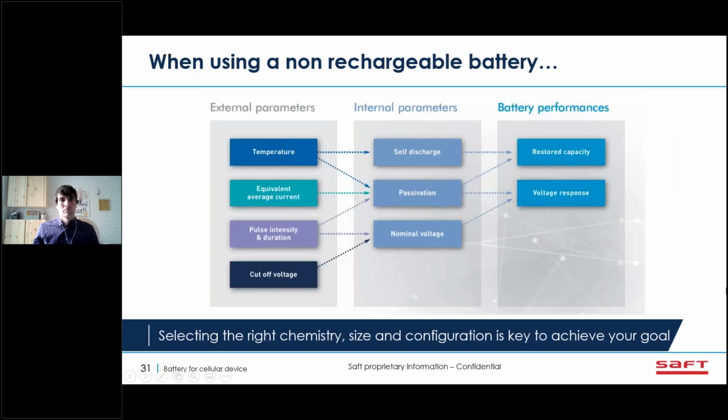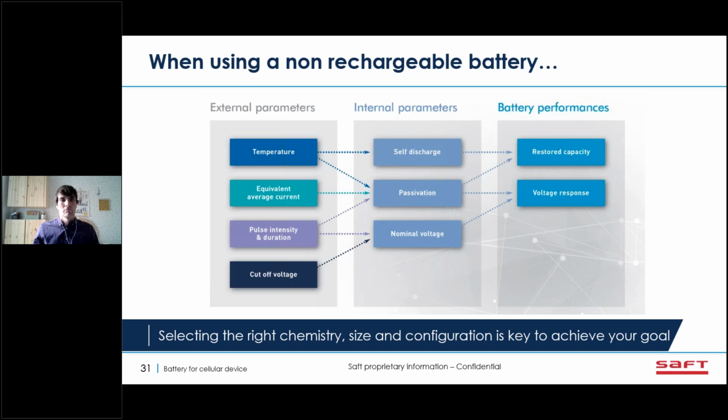So when you want to use a non-rechargeable battery for an application, you need to check all the external parameters. Temperature, what is the equivalent average current? What is the pulse intensity, duration, frequency, period? What is the minimum operating voltage of my electronics? You need to have a look also at some internal parameters from the battery. What is the chemistry self-discharge?